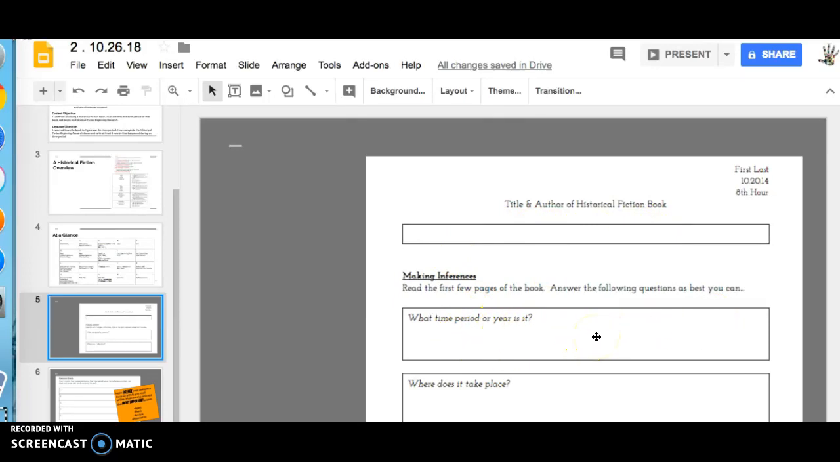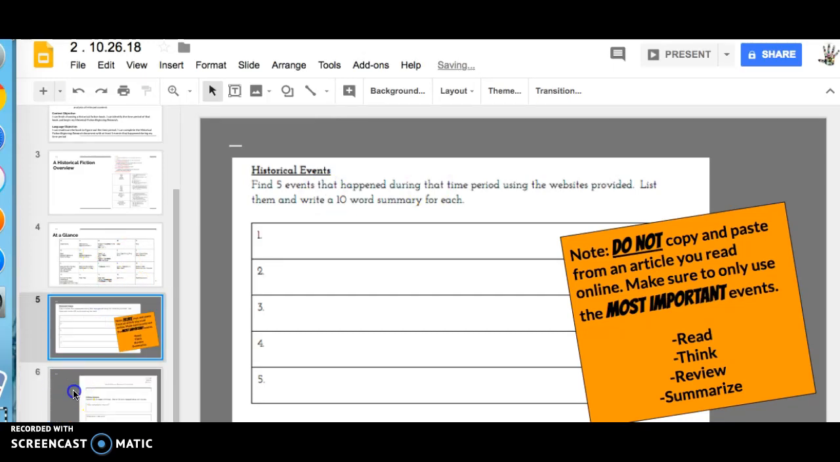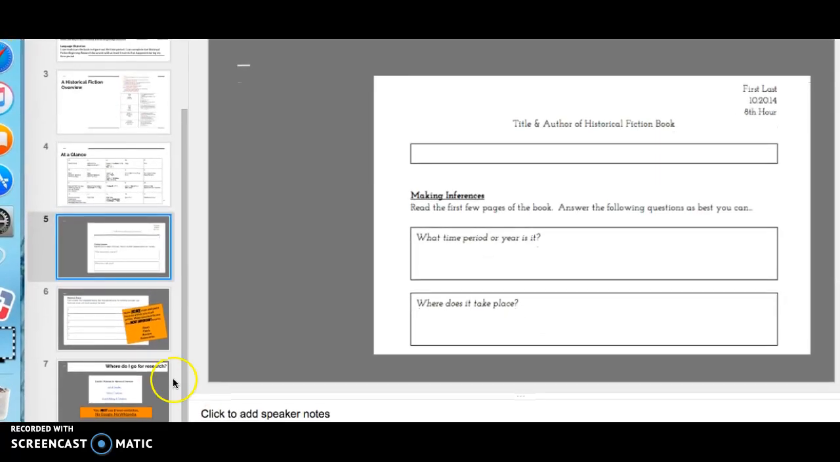Like, get it within a decade. If you can get an exact year, that's awesome. And where it takes place. Then you are going to research about 5 events that happened in that place at that time. I have given you research links on that document that will show you where you can go for research.